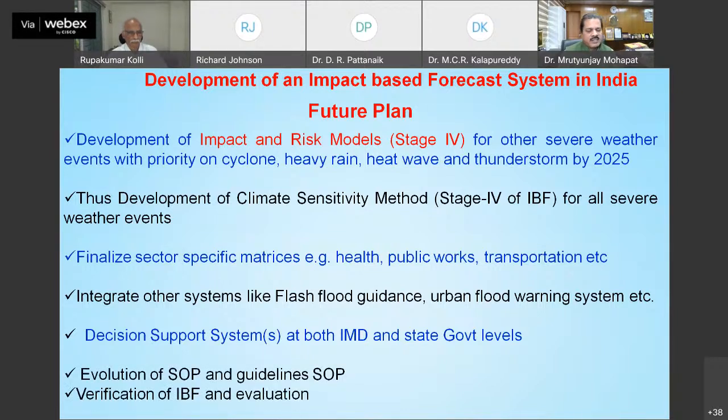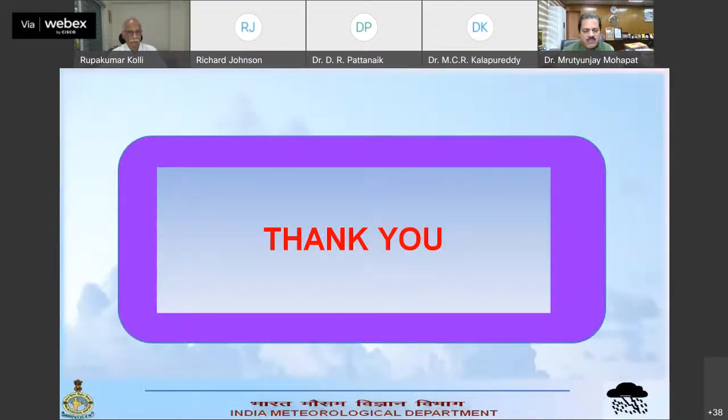While introducing all this, verification is very important. At present, we do not have a quantitative verification of the impact-based forecast, which we will introduce from next year. So thank you very much for giving this opportunity to speak on this evolving impact-based forecast and risk-based warning system in India. Thank you.